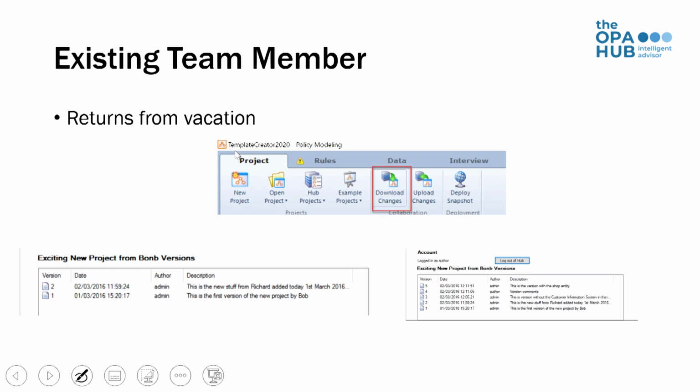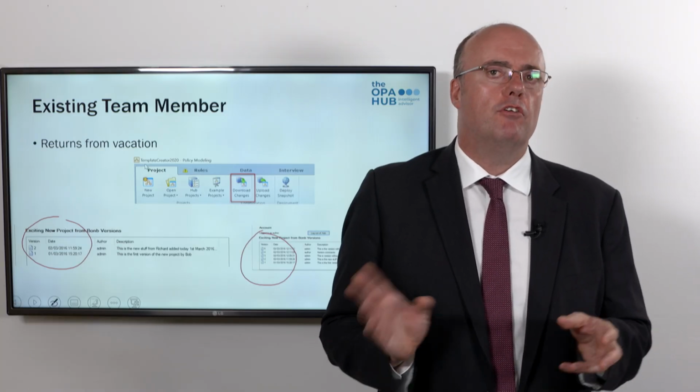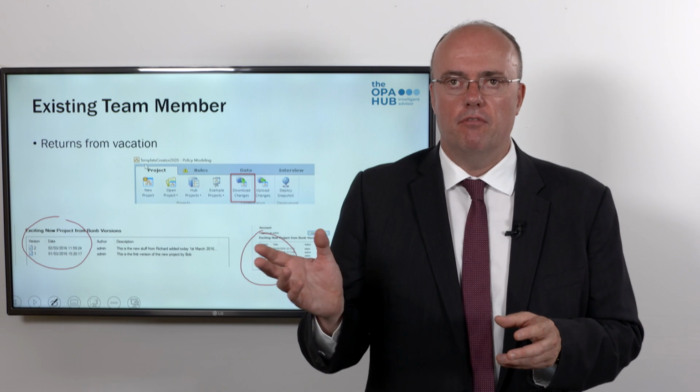Scenario number 2. An existing team member. Let's imagine that Steve has been away on an extended vacation, perhaps 3 months, hiding away. And he returns to work, and he realizes, wow, would you look at that? You know, when I left, there were only 2 versions, but now, wow, people have worked really hard while I was away. You can see where this is going, can't you? When Steve left, we were on version 2. Now we're on version 5.